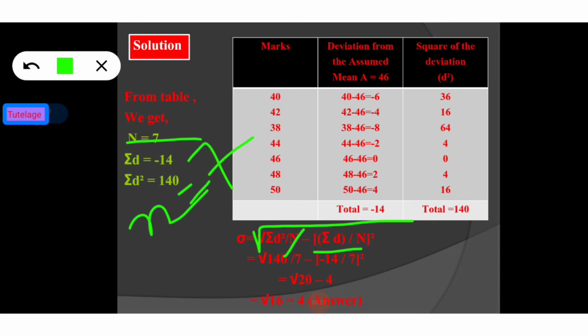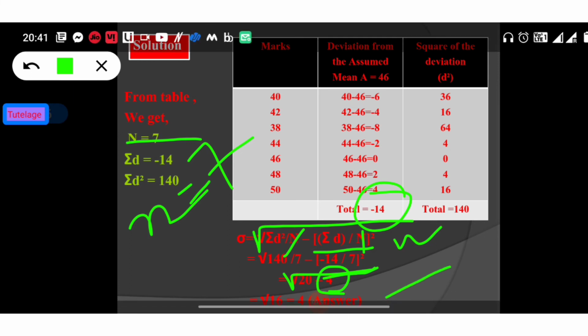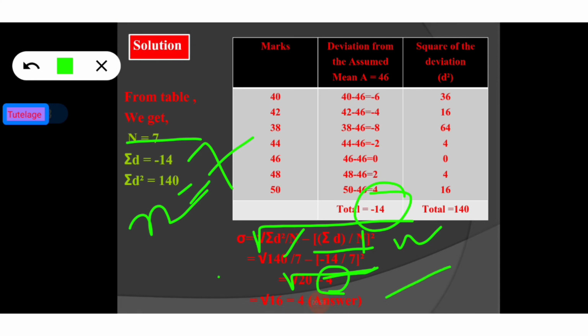And now going to the second part, that is summation d by n whole square. Okay. So that is summation d, which means minus 14, so minus 14 by 7, that means minus 2, so minus 2 whole square, that means 4. Okay. So root over 20 minus 4, that means root over 16, so that's why 4 is the correct answer for this particular problem.